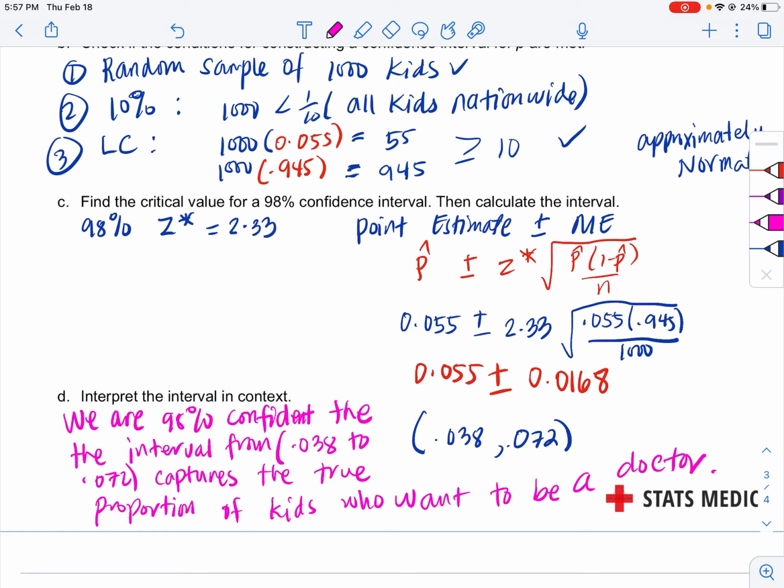All right, there you have it. I hope that this whole entire lesson will help you understand how to create a confidence interval for any context.